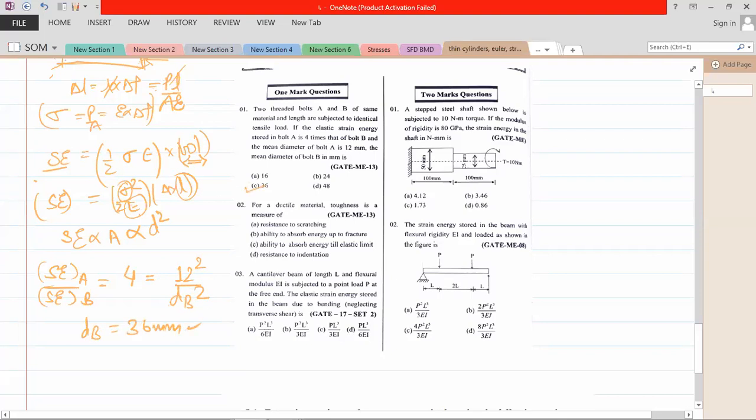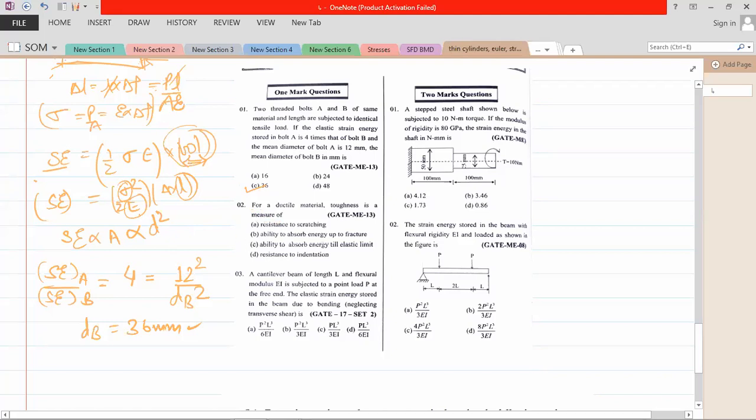Now this is a question of half into stress into strain into volume. Whenever the length and area of cross section are constant, you don't consider volume, and generally we don't consider volume. But whenever the question asks about the strain energy stored in the whole body, then we consider the volume also.